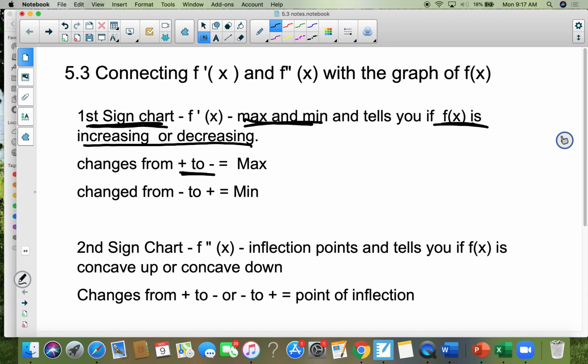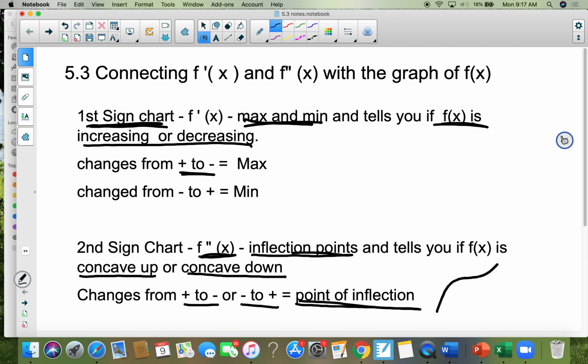From negative to positive, there's a min. The second sign chart, which is the double derivative sign chart, checks for inflection points, where it goes from concave up to concave down. If it changes from positive to negative or negative to positive, then there's what's called a point of inflection, which looks like this. So right here, this is concave down, and this is concave up.